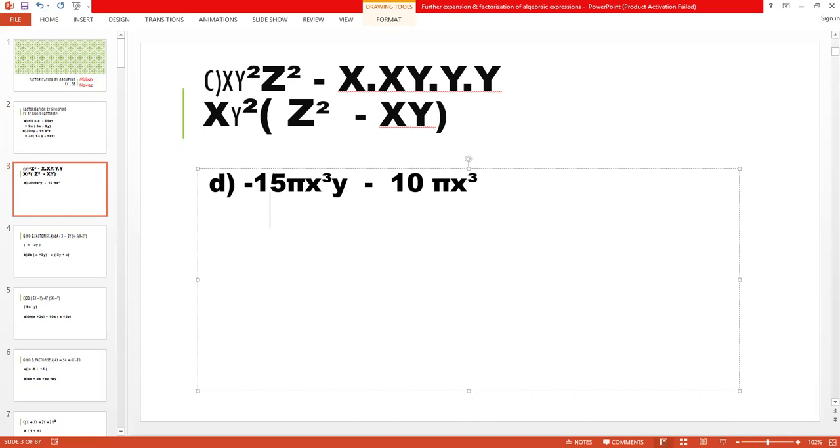Now we move towards part D. Look here, first you have to look at the sign. Negative sign is here, negative sign is here. This means negative is common. 15 and 10, which one is common? Obviously 5 is common. Next, this one is pi. The symbol of pi is given in both these two terms, so this is again common.